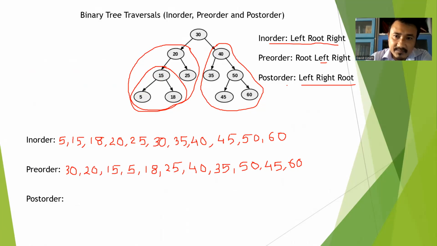Then we have to move first to the left side, to the 5. When we move to the 5, there is no more child. So this is the left node. So you have to start writing from 5 in the post order. Left, we have completed for this tree. Then we have to write the right. So for this node 15, left is the 5, right is the 18. But 18 is a leaf node, so we can write directly 18 here.